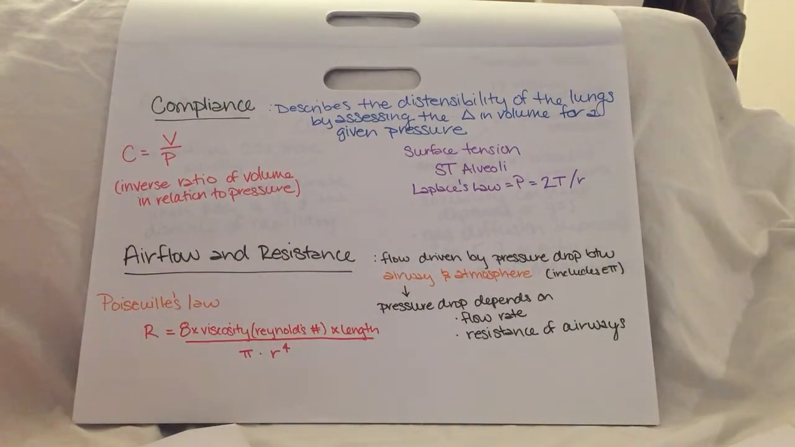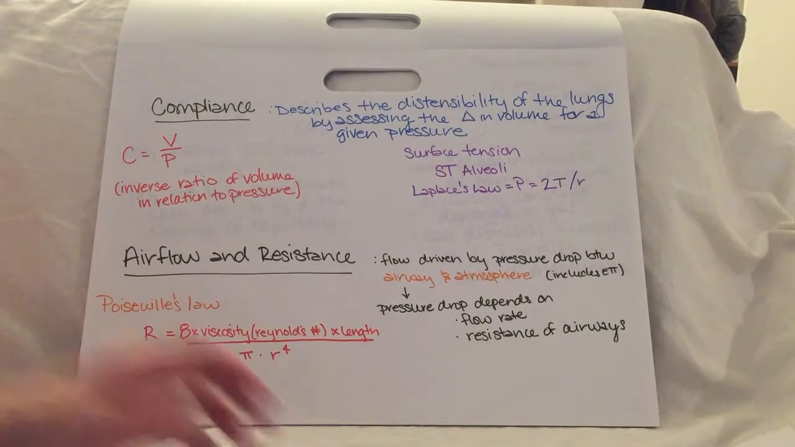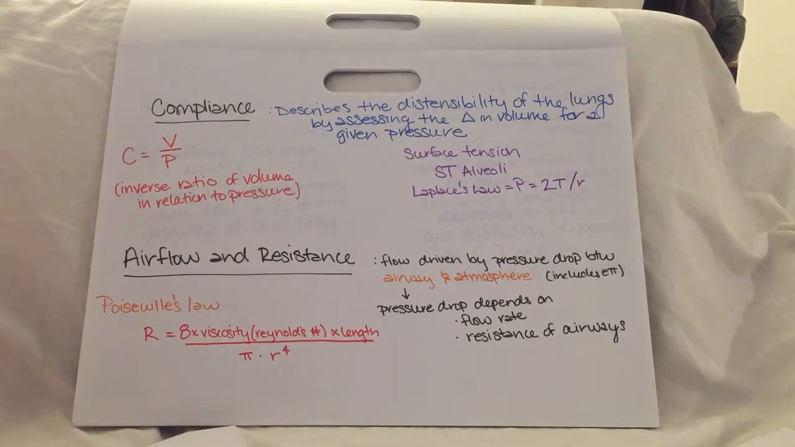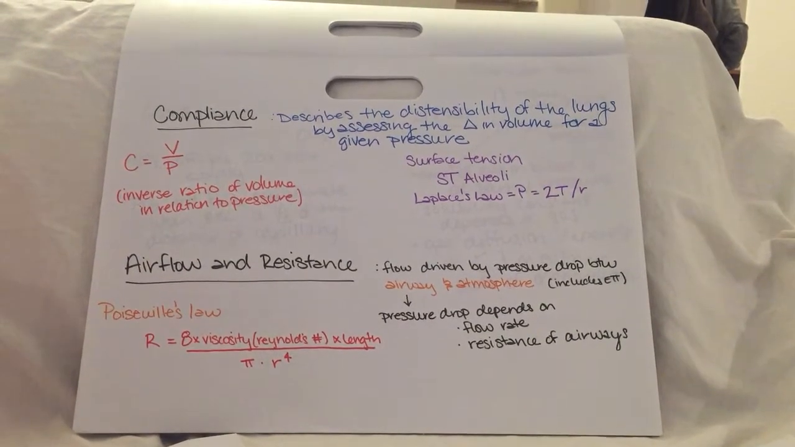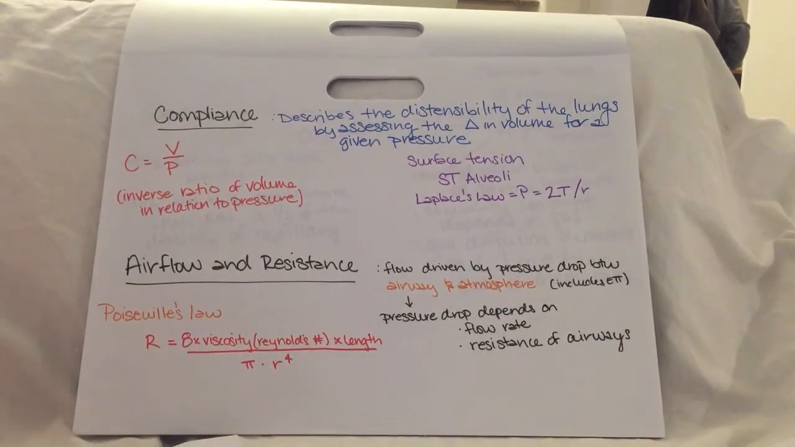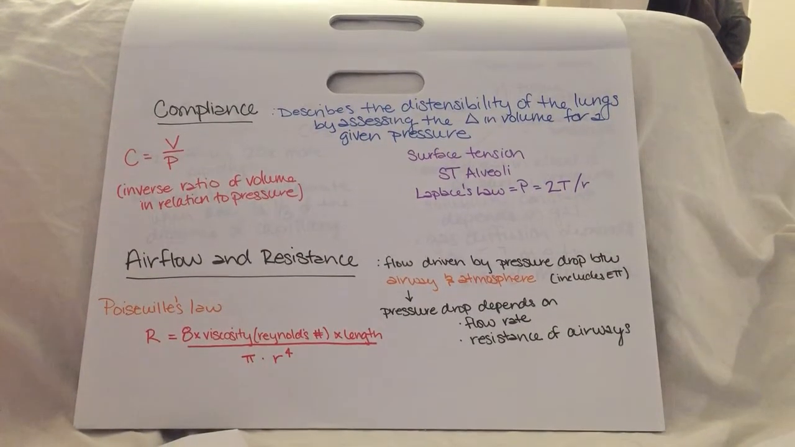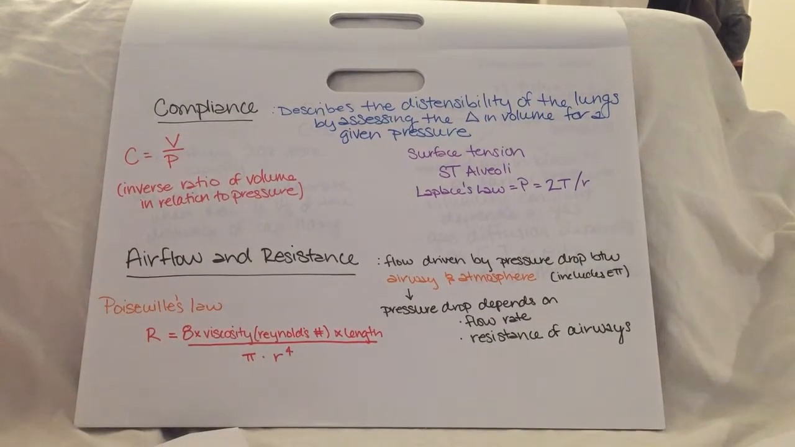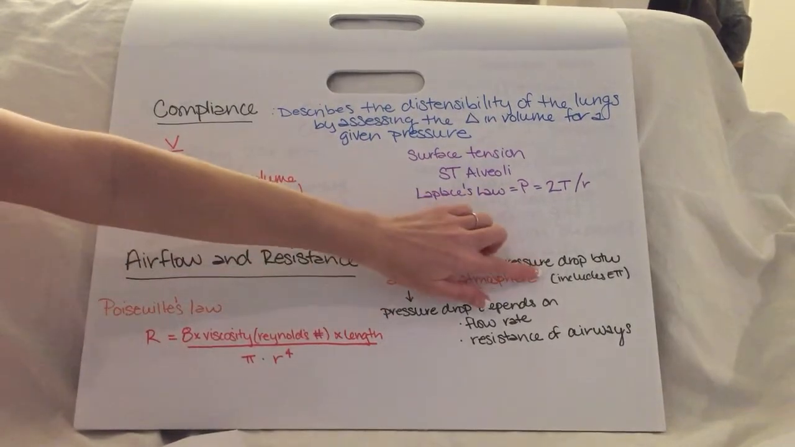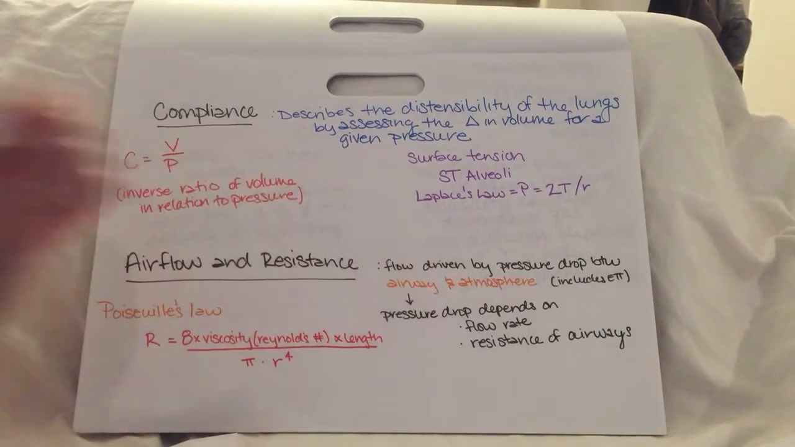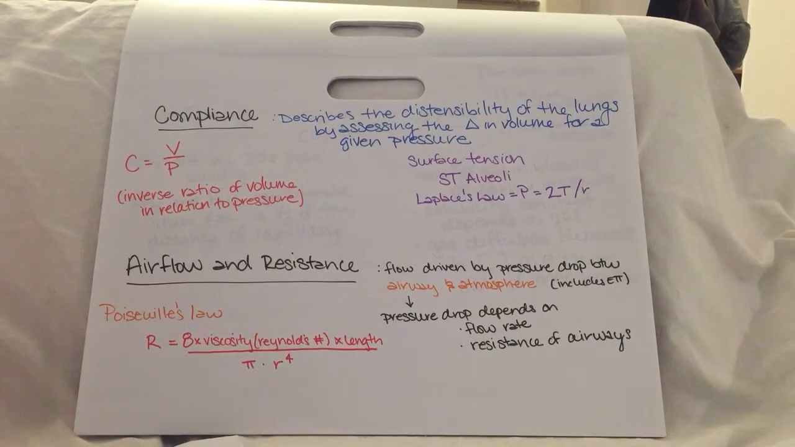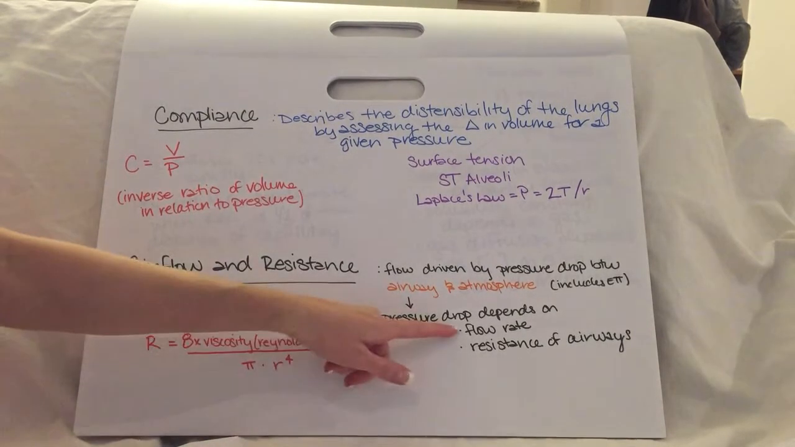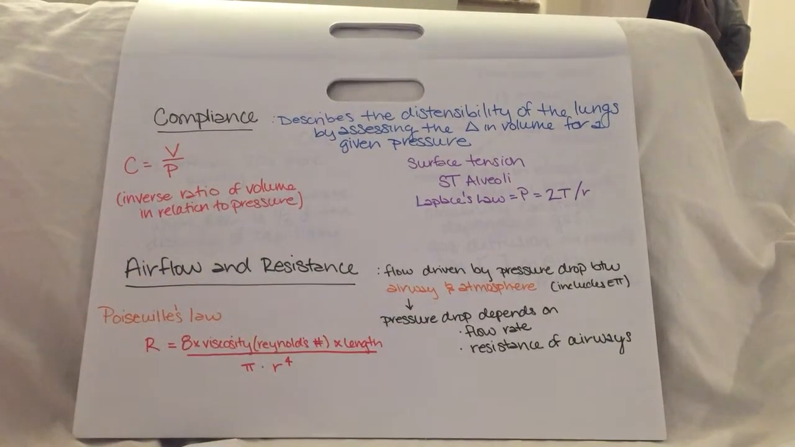The next thing to consider about respiratory physiology is airflow and resistance. Flow through the airways is driven by the pressure drop between the airways and the atmosphere. It's very important to remember that in intubated patients, this includes the endotracheal tube. The extent of the pressure drop, which drives the flow down the airways, is dependent on the flow rate as well as the resistance of the airways.